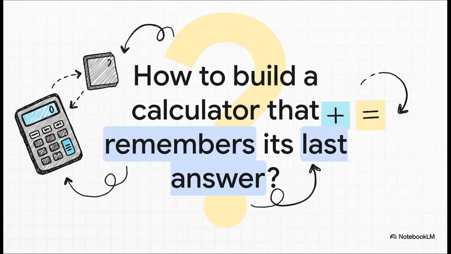So here's the big question, the core puzzle we're tackling. You've probably used a calculator on your phone or computer where you get an answer, and then you immediately use that answer in the next calculation. But how do you actually code that? How does the program hold on to that previous result? Well, that's exactly what we're going to figure out.